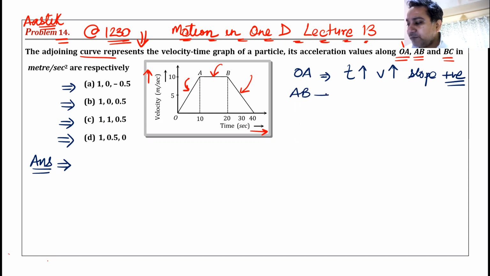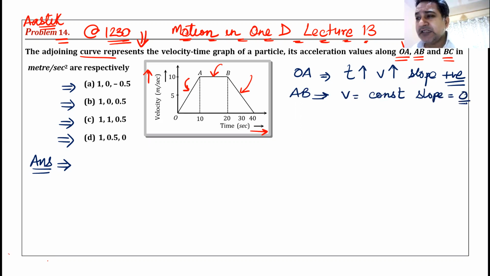From A to B, velocity is constant. As you can see, velocity is constant, and hence the slope is 0. So the first answer must be positive. The second answer must be 0. Looking from B to C, let me call this point as C. It's not given in the graph.